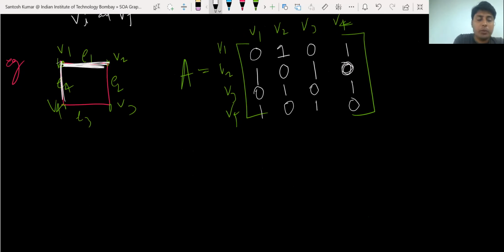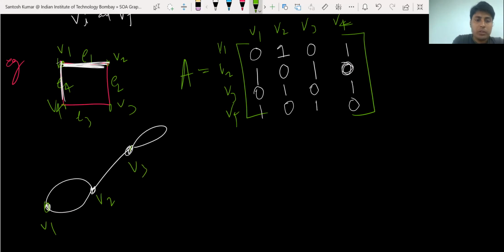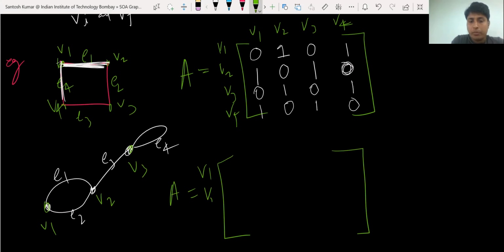Okay, let me draw one more. We take the same graph, with vertices V1, V2, V3. There are three vertices. Edges are E1, E2, E3, E4. So let me draw: V1, V2, V3. What is the number of edges between V1 and V1? See how many edges you have. No, 0.